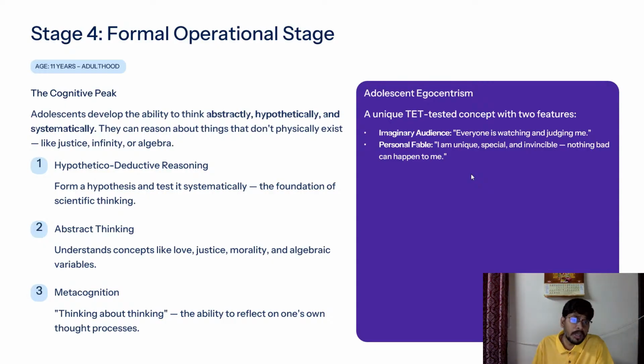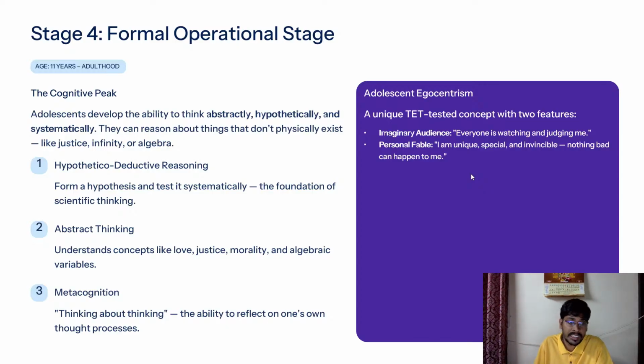And stage 4, the formal operational stage. So here it's from 11 years to adulthood. So cognitive peak, this is also called the cognitive peak because these are adolescents. They develop the ability to think abstractly, hypothetically, and systematically. So from the 11th year, the child develops that abstract thinking, hypothetical thinking, and systematic thinking. Hypothetical deductive reasoning. So from a hypothesis, test it systematically, the foundation of scientific thinking. So hypothetical and deductive reasoning is one of the important features of the formal operational stage where the child develops hypothetical deductive reasoning type of thinking.